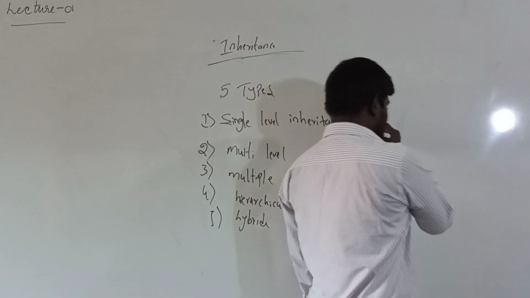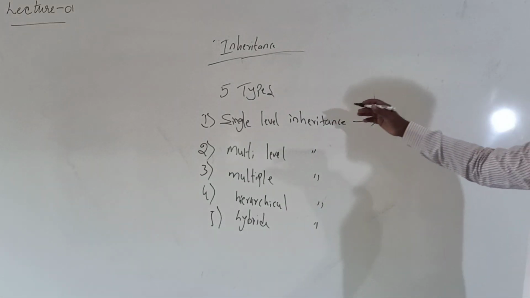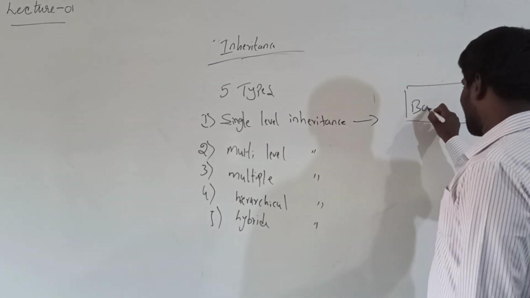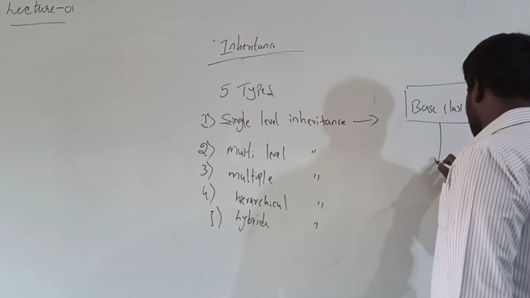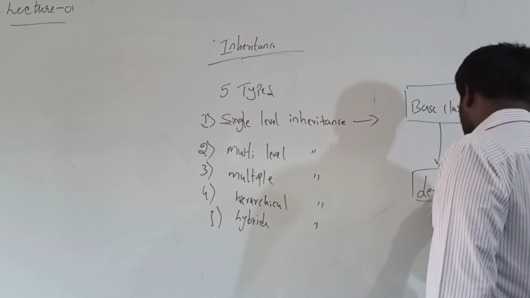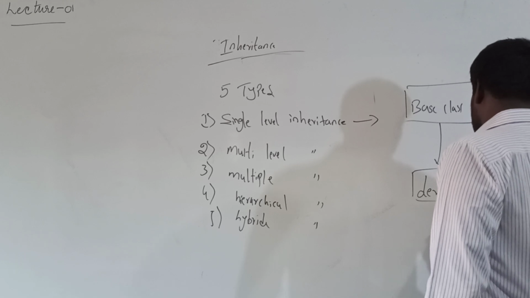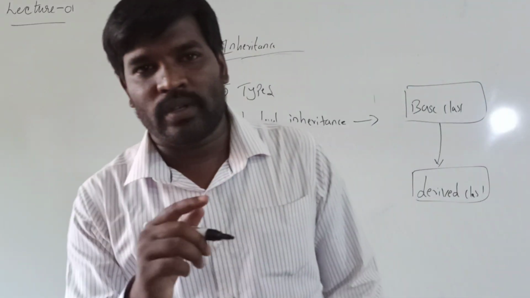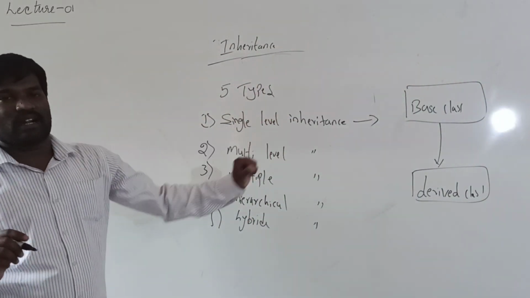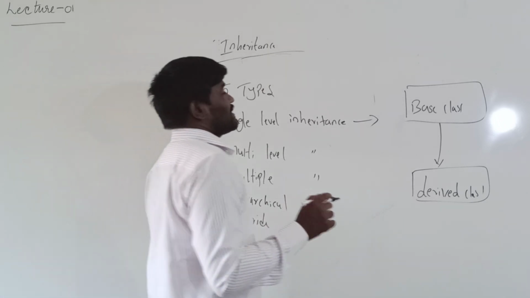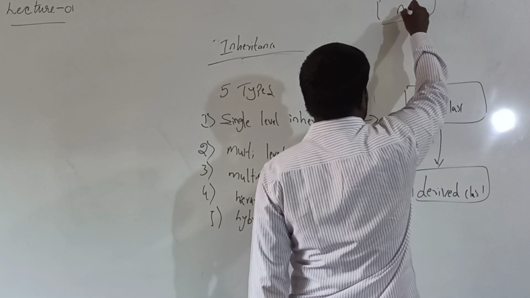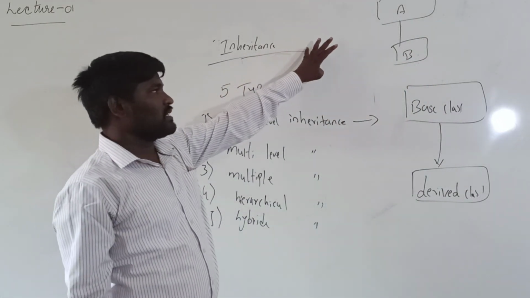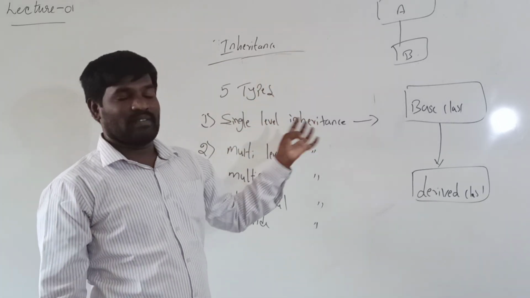So first one is single level inheritance. Single level inheritance means it consists of one base class and one derived class. For example, here A and here B. So this is the simple diagram to represent single level inheritance.